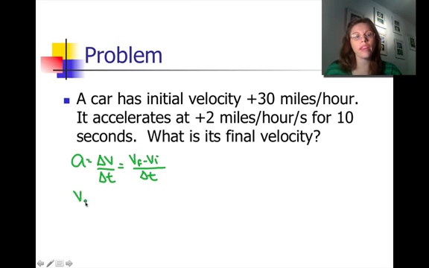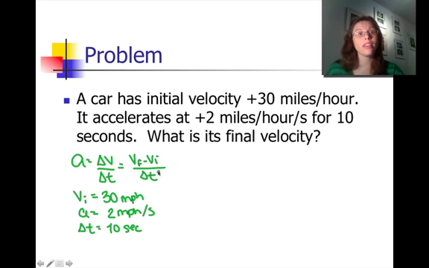We know that Vi is 30 miles per hour. We know that the acceleration is given to us at 2 miles per hour per second. And we know our change in time is 10 seconds. So then we could plug it into this equation here. I'm going to change it around to solve for Vf to make it a little bit easier for us.